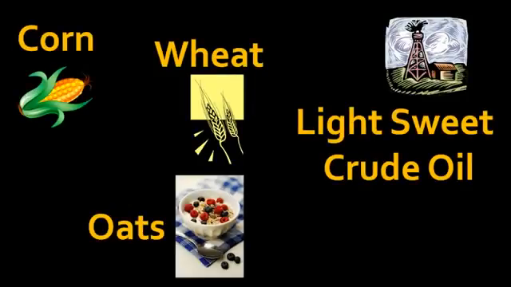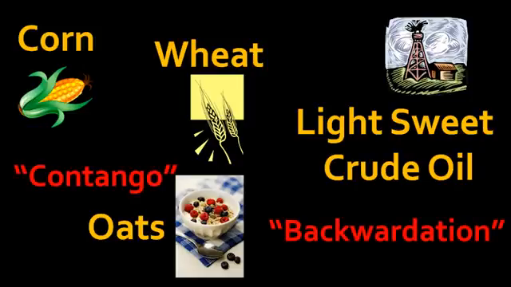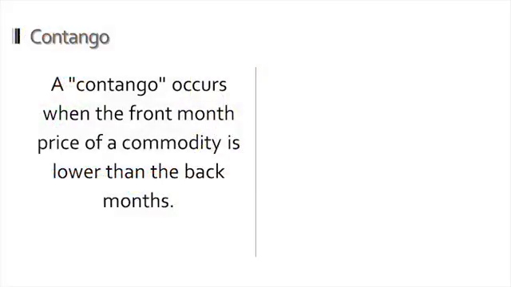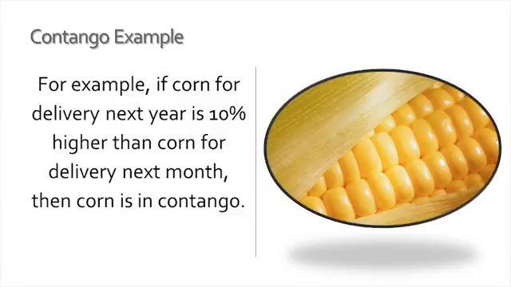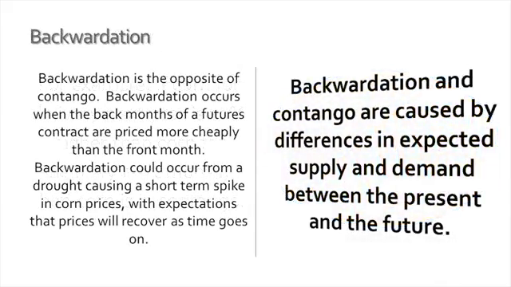For delivery-based products like corn, wheat, oats, and light sweet crude oil, back month futures contracts may be priced with contango or backwardation relationships. A contango occurs when the front month price of a commodity is lower than the back months. For example, if corn for delivery next year is 10% higher than corn for delivery next month, the corn is in contango. Backwardation is the opposite of contango.